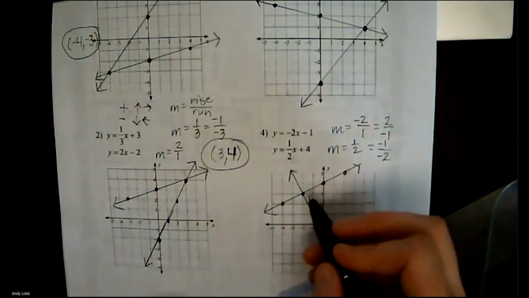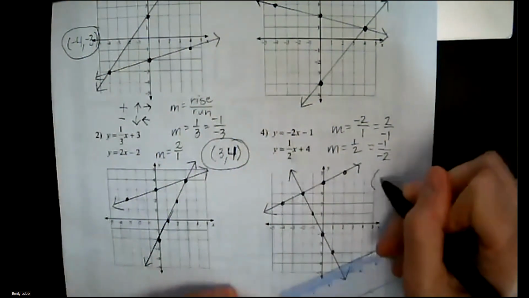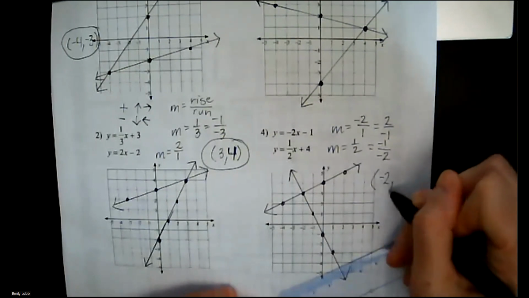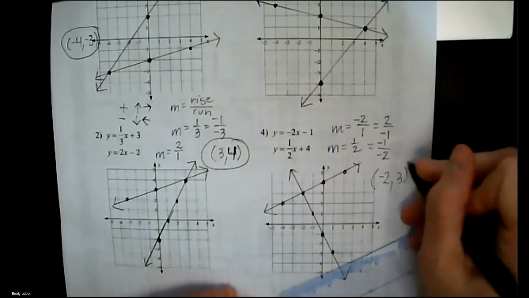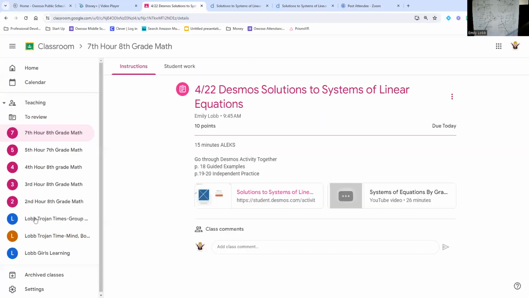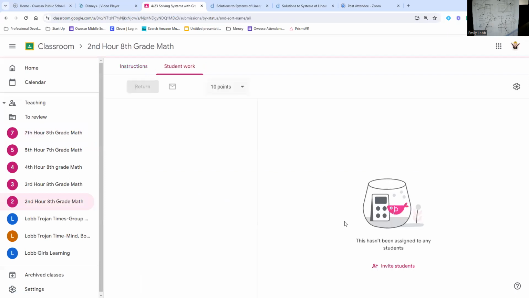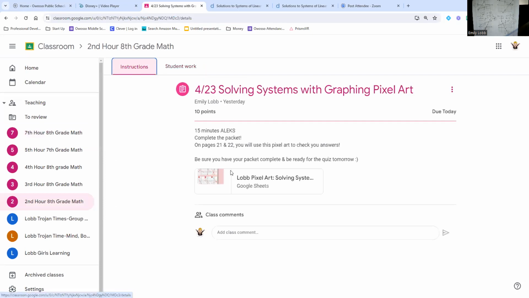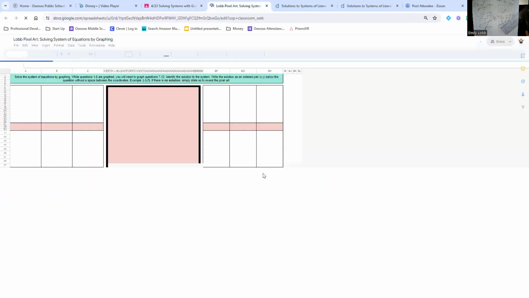Okay, so here our point of intersection is where x equals -2, y equals 3. So that would be your answer to number 4. All right. So the last 2 pages coincide with the pixel art. The pixel art is in your Google Classroom under today's date, and it looks like this.